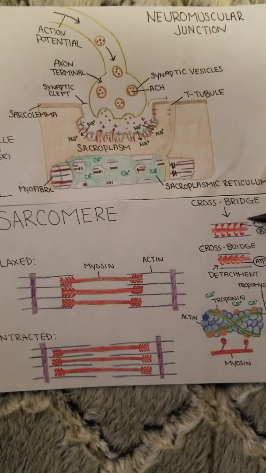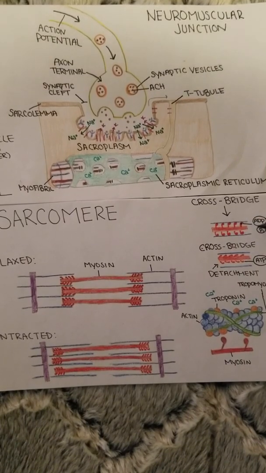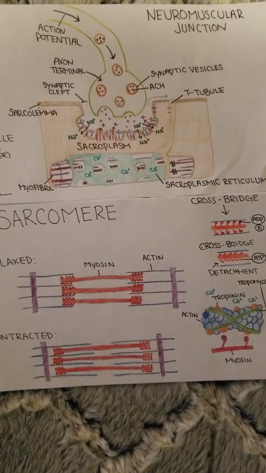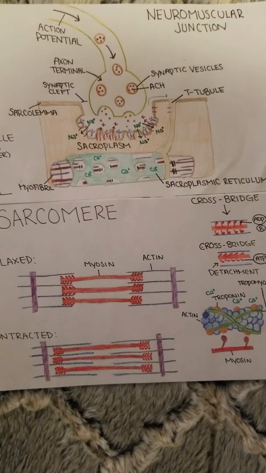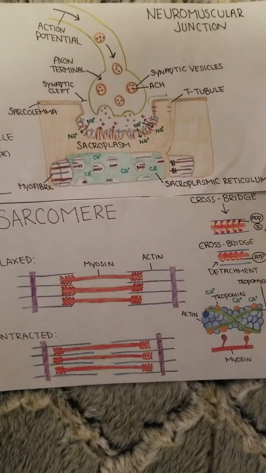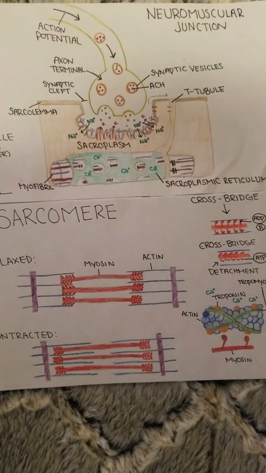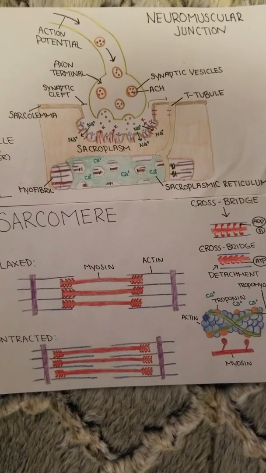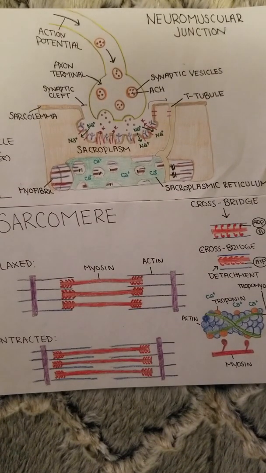Before this cross bridge can occur, though, the myosin head has to be activated. When the ATP binds to the myosin head, it must hydrolyze into ADP and an inorganic phosphate. So the energy from the ATP activates the myosin head to go back to its original position. So when the myosin attaches to actin, the phosphate is released, and the bond between the actin and the myosin becomes stronger.